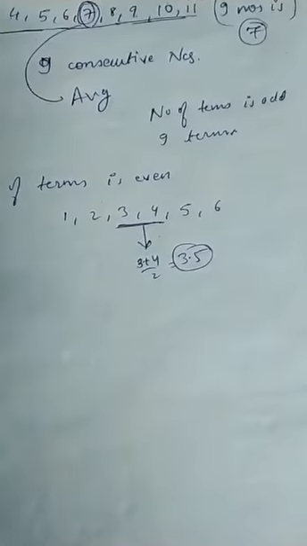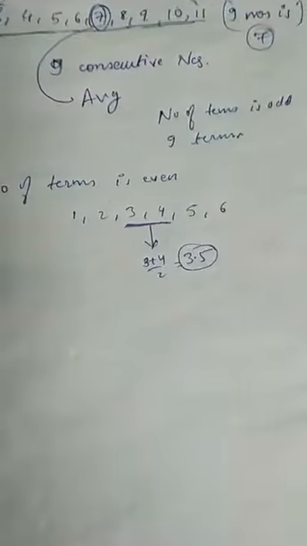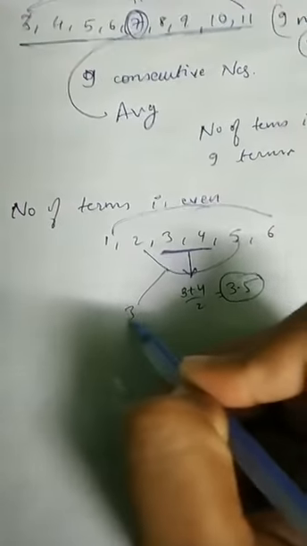Here also, one more thing: the average of the last and the first number will also be 3.5, the second last and the second also 3.5, the third last and the third also 3.5.